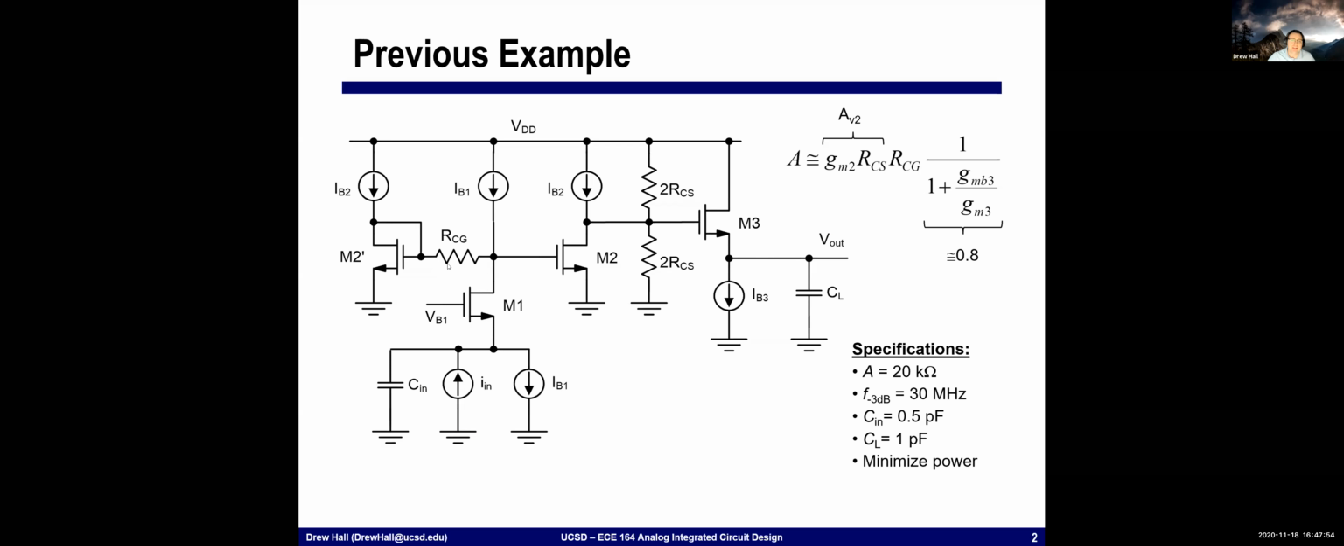Okay. The trade-off with RCG is that if I try to make RCG too large, all of the capacitance at this node will limit the bandwidth. And so it's really, in my mind, this entire design problem boils down to this simple trade-off. It's how much gain can I get from RCG versus the time constant that I have at this node.